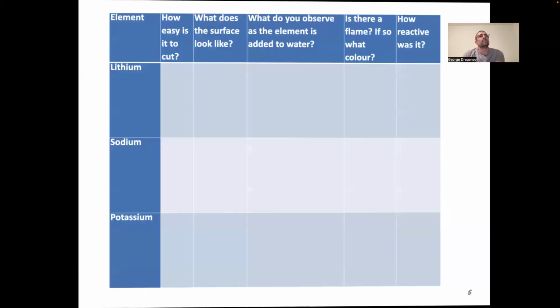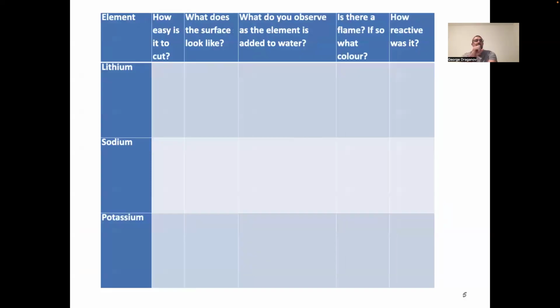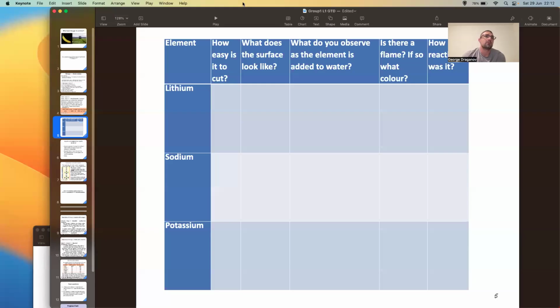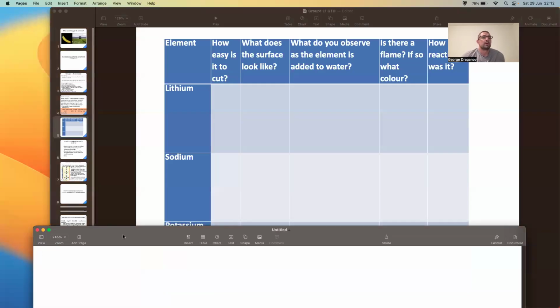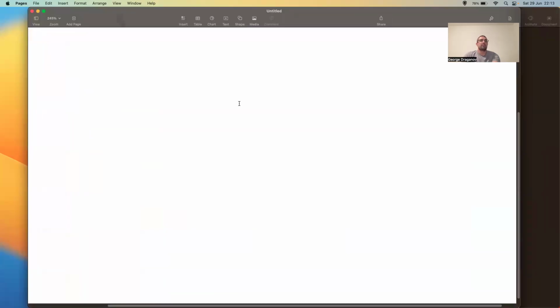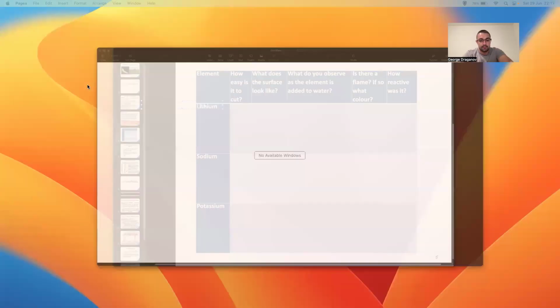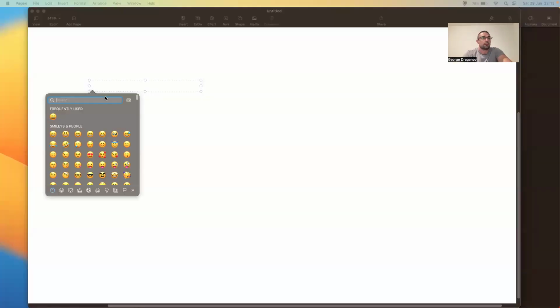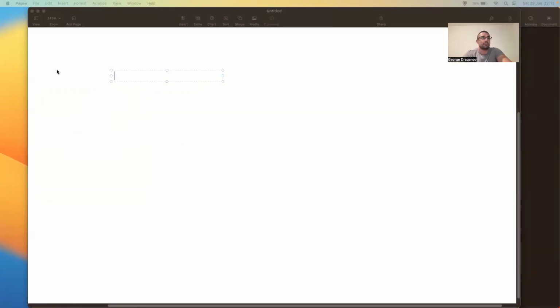Now, I'm going to go over the main observations for lithium, sodium, and potassium in terms of how easy it is to cut, how the surface looks, what happens when you put it in water, and is there a flame? In order to do this, I'm going to go to a white piece of paper and show this to you the old-fashioned way. Let's start with the one at the top of the group, lithium. These are observations of group 1 metals with water.